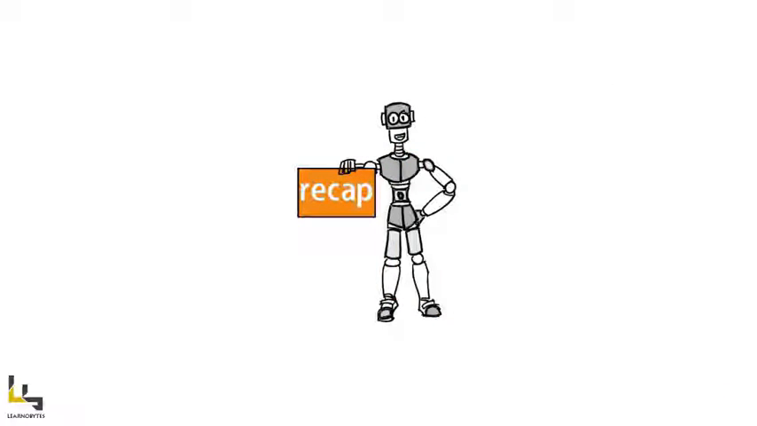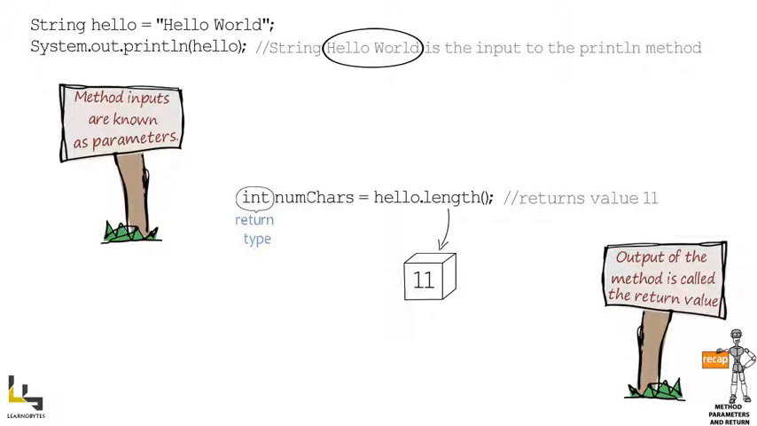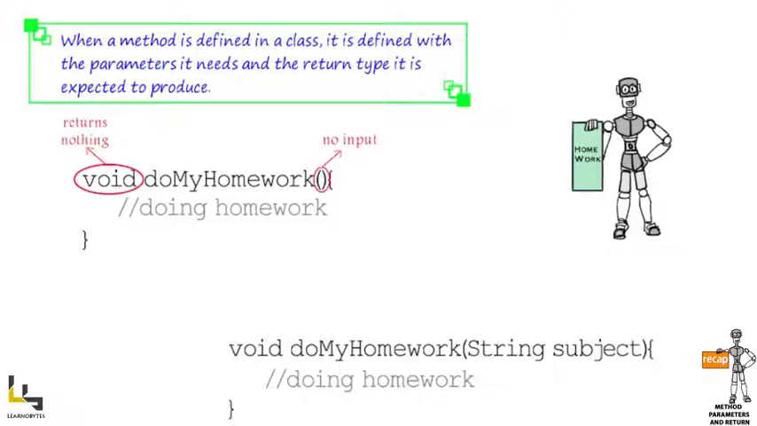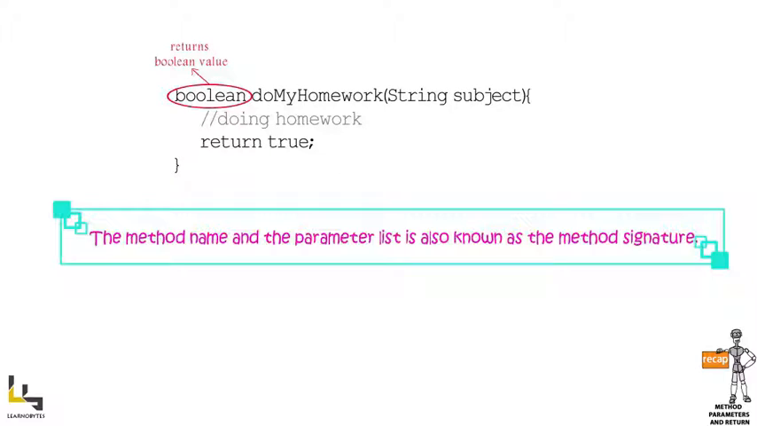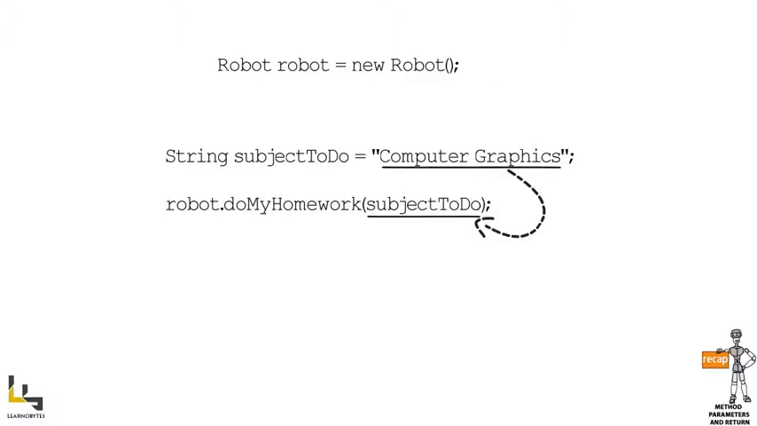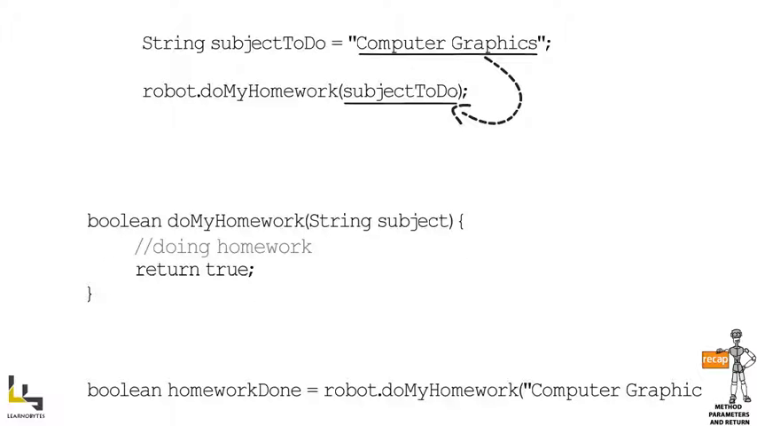Let's recap. In this video, we learned about method parameters and return values. Method inputs are known as parameters. Methods can also produce output. The output of the method is called the return value. In a class, a method is defined with the parameters it needs and the return type it is expected to produce. The method name and the parameter list is known as the method signature. The method should be called by passing the values of the correct type. Method will return a value of type same as the return type that can be captured in a variable.